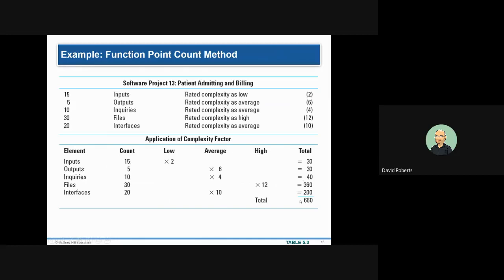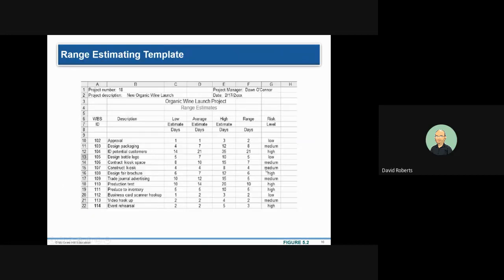So then here's just an example of where you calculate it. It gives you a total of 660 as the complexity rating. All right, and then here's just a simple Excel spreadsheet. You have estimates of the number of days.